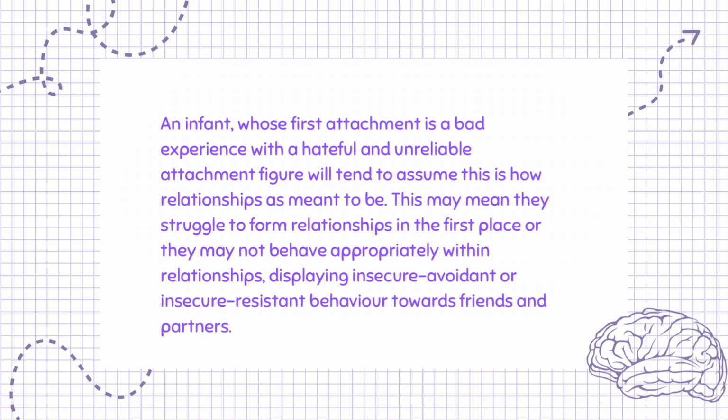An infant whose first attachment is a bad experience with a hateful and unreliable attachment figure will tend to assume this is how relationships are meant to be. This may mean they struggle to form relationships in the first place, or they may not behave appropriately within relationships, displaying insecure avoidant or insecure resistant behavior towards friends and partners.